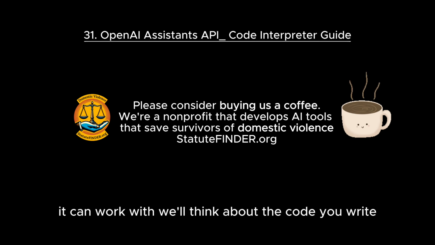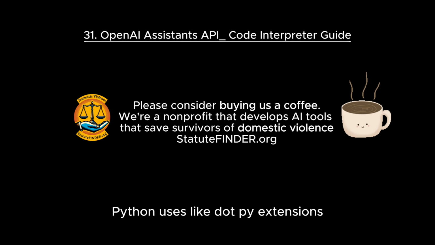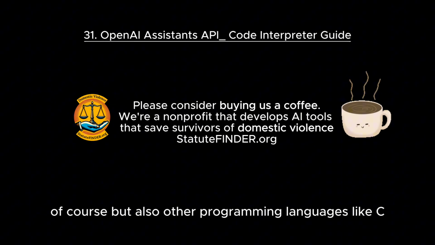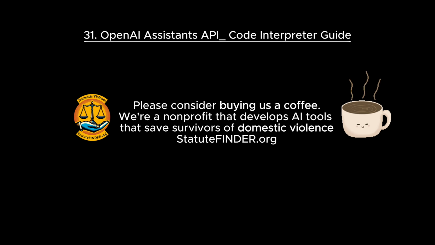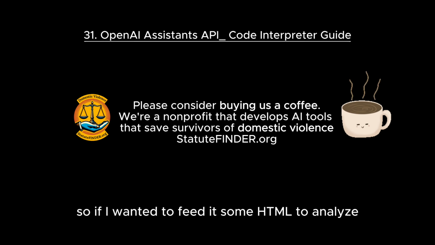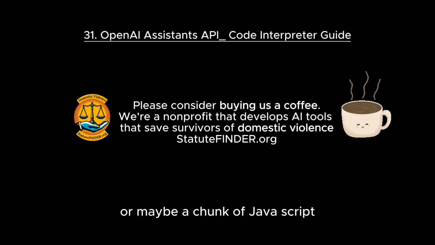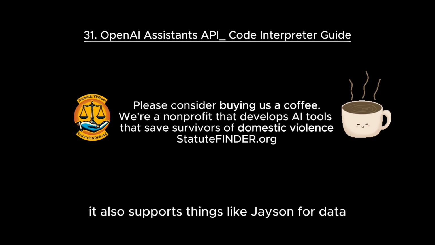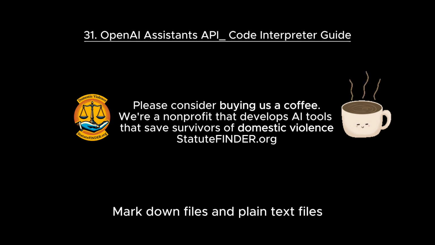Well, think about the code you write. Python uses .py extensions. Code Interpreter can handle that, of course, but also other programming languages like C, C++, Java, even files for web pages. So if I wanted to feed it some HTML to analyze or maybe a chunk of JavaScript, it could work with that. Absolutely. It also supports things like JSON for data, markdown files, and plain text files, the basic stuff. Got it. That's a pretty solid range for text files.